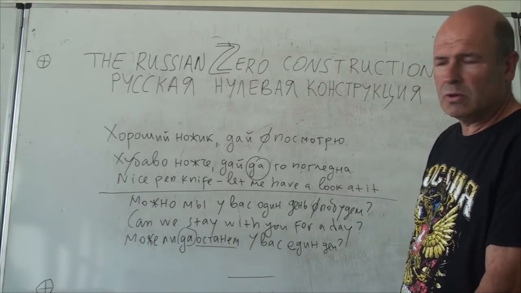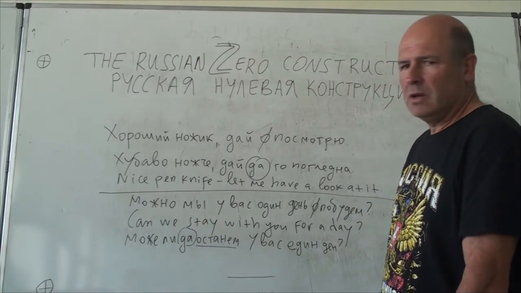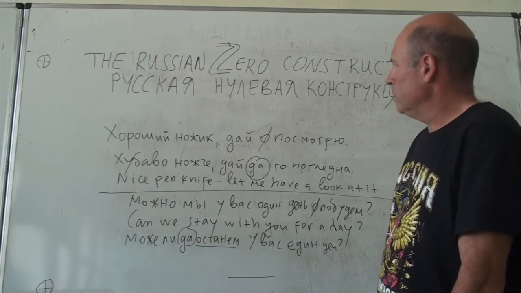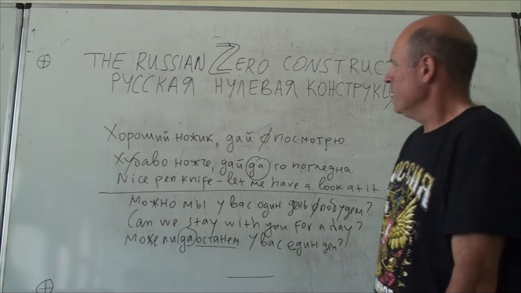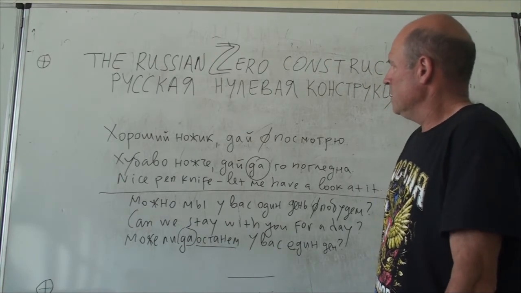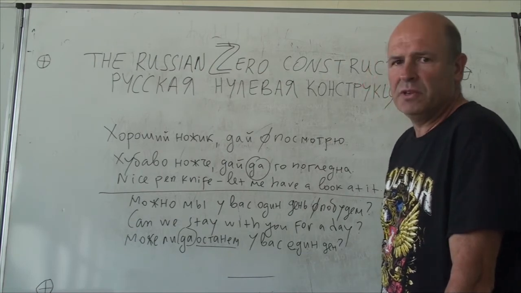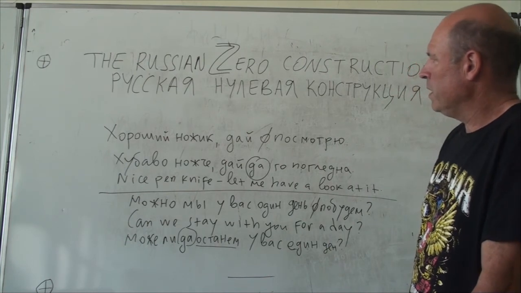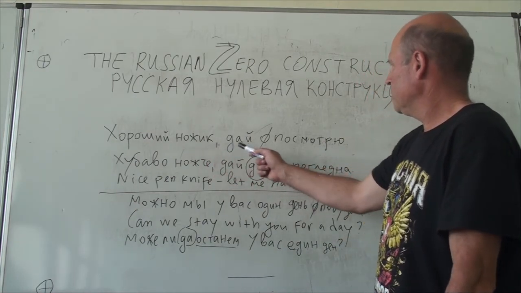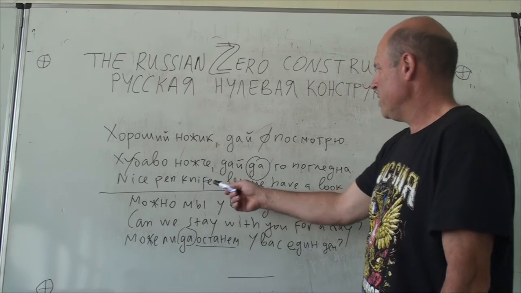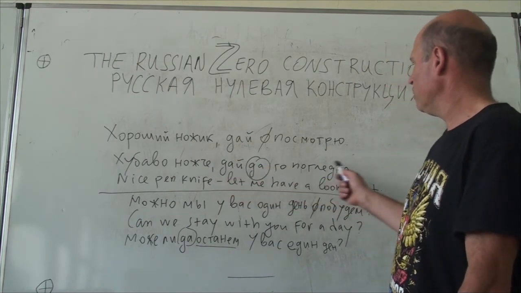And I will show you only two more examples from Russian films, although I can show you much more. You can see all the examples in my article. The first sentence is from the movie Мёртвое поле, Dead Field, a film directed by Alexander Aravin, where we hear Хороший ножик, дай посмотрю. Nice pen knife, let me have a look at it. In Bulgarian, Хубаво ножче, дай да го погледна.